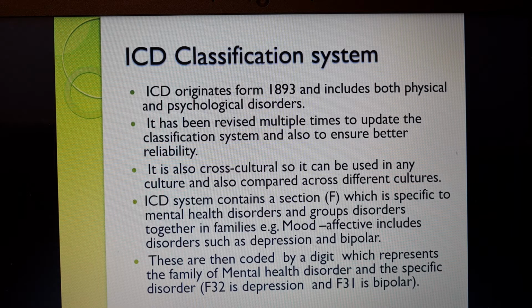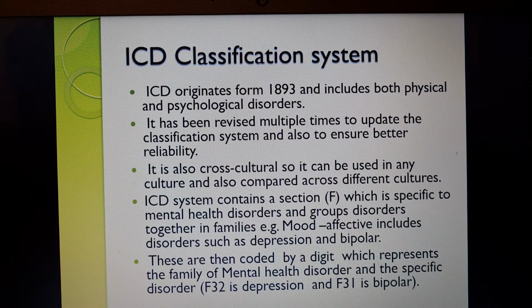The ICD system does contain a section F, which is specific to mental health disorders and groups disorders into families, for example, mood disorders or affective disorders includes things like depression and bipolar disorders. These are then coded by a digit which represents the family of the health disorder and also the specific disorder itself. So, for example, F could be to do with mood disorders, the code, but then each individual specific disorder would be coded differently by a number.